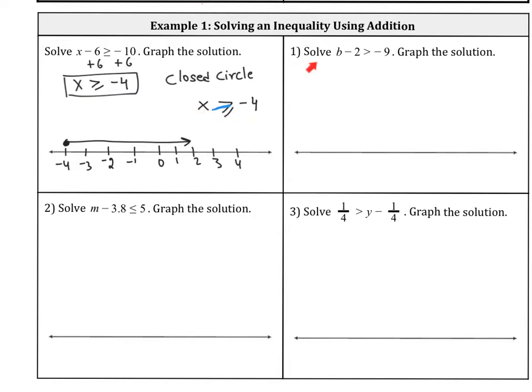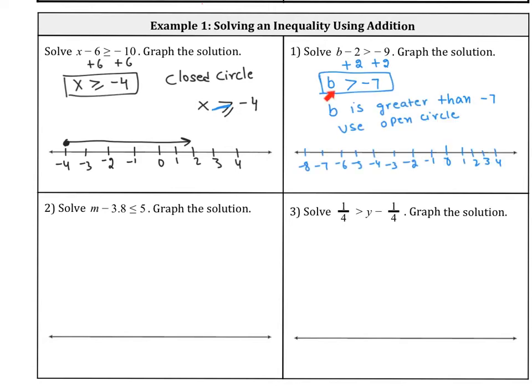Next question: solve b minus 2 greater than 9, and graph the solution. To solve this, you're going to add 2 on both sides, and then b is going to be greater than negative 7. Now I'm making a number line. So our answer is b is greater than negative 7.